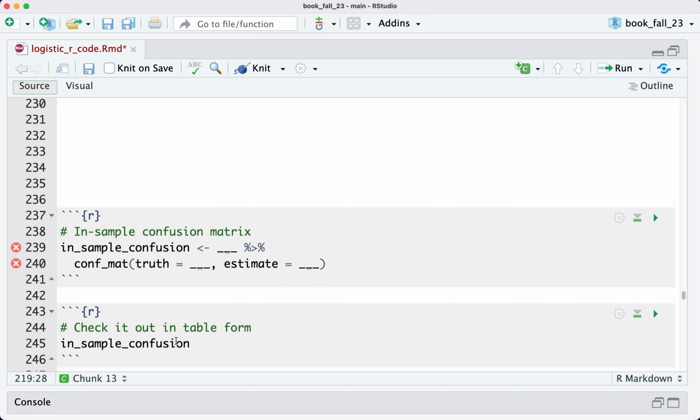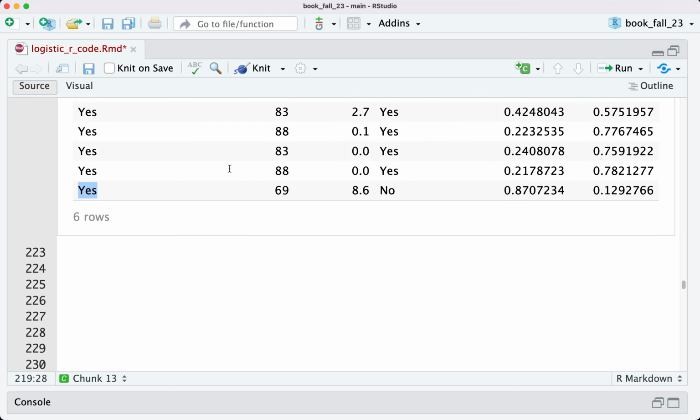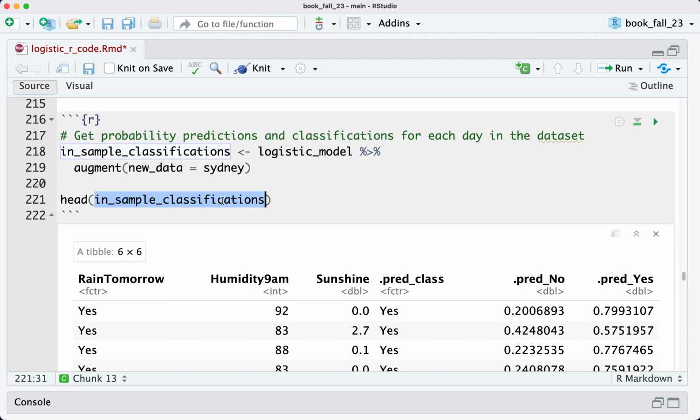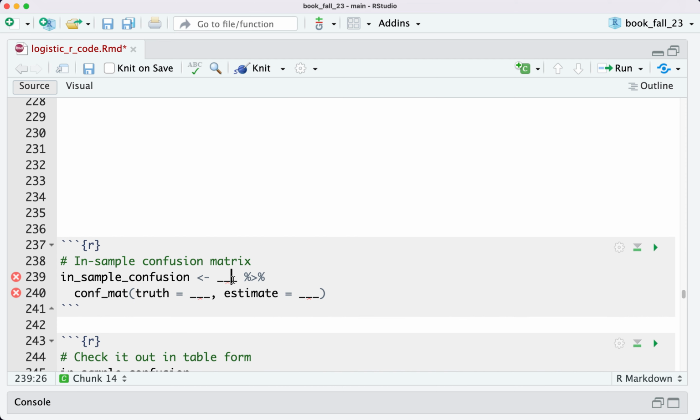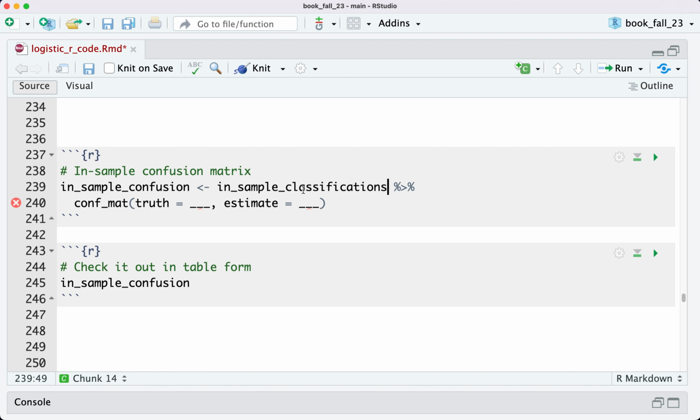To get this information, we can use an in-sample confusion matrix. We want to take our in-sample classifications, the information in this exact table here, and break it down using a confusion matrix. To get a confusion matrix that tells us about the correct and misclassifications, we can use the confmat function, and it requires 2 pieces of information: in our in-sample classifications table, which column indicated the truth and which column indicated our model estimate or our classification.